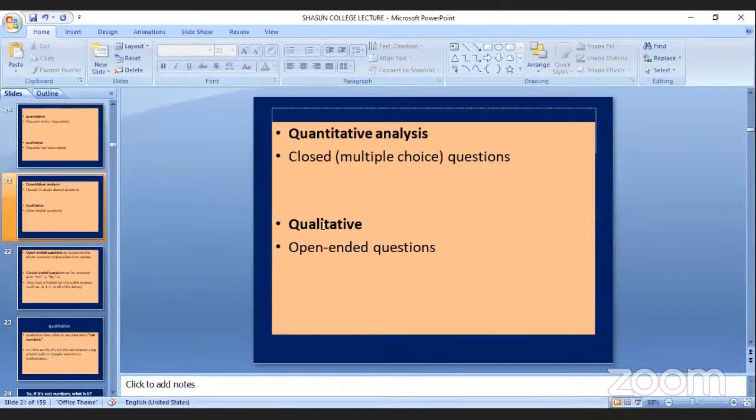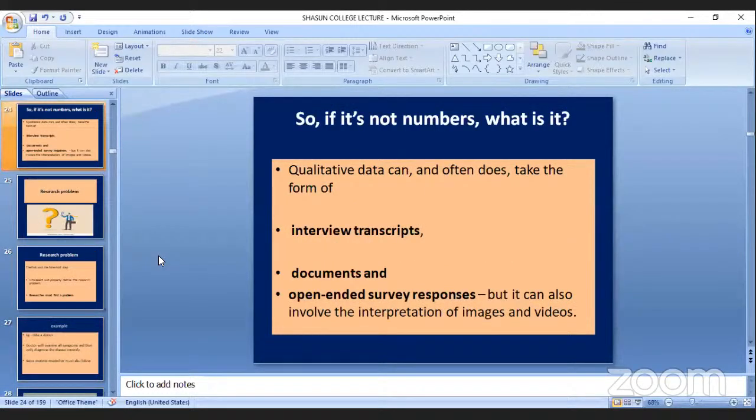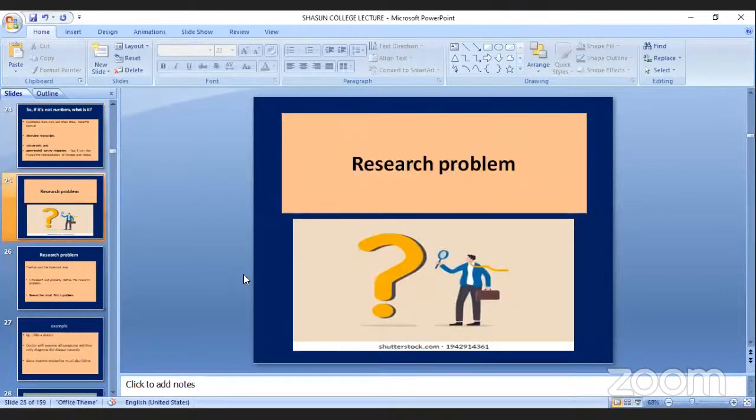So qualitative is an open-ended question. You just ask the question, you leave the answer to the students, or whoever it is. Quantitative is you give the choice, multiple choice is given and they have to select it. Qualitative definitely does not have numbers, so you don't give importance to numbers in qualitative. So how do you do qualitative data collection? You interview some people, you take it from documents. All this you will do.